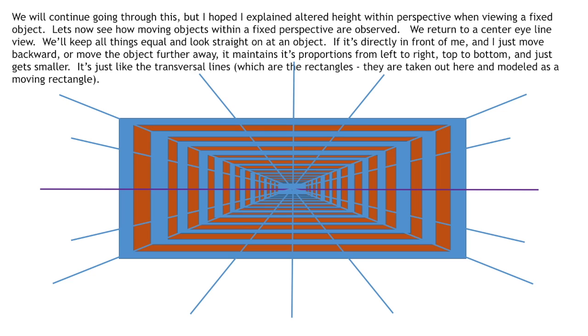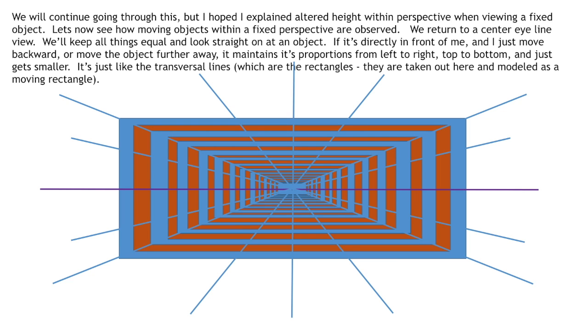So we return to our center eyeline view. We'll keep all things equal and look straight on at an object. If it's directly in front of me and I just move backward or move the object further away, it maintains its proportions from left to right, top to bottom, and just gets smaller. So just like before, it's just going to move straight away along the eye line, straight towards the vanishing point, diminishing in size proportionally in all dimensions.